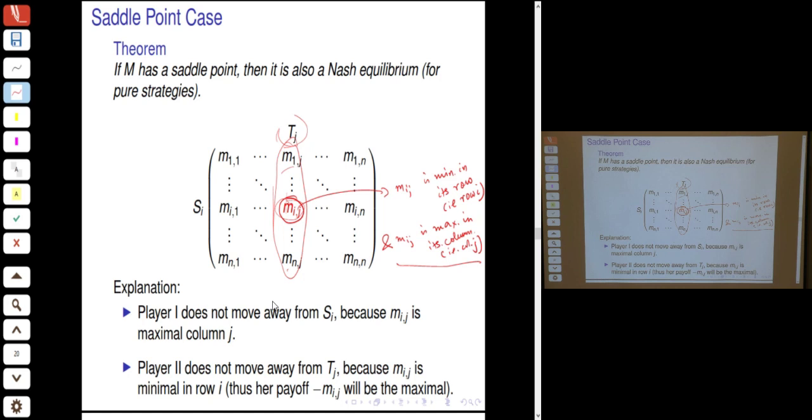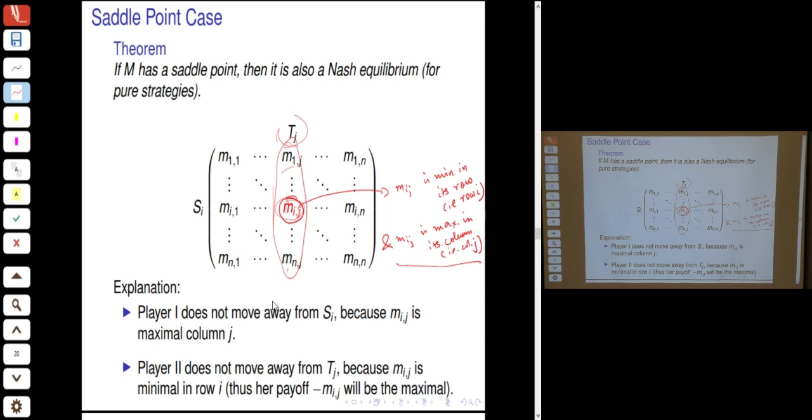Okay? So this shows that if player 1 is playing I and player 2 is playing J, then if player 2 stays fixed at strategy J, player 1 has no incentive of moving away from strategy I. As soon as he moves away from strategy I, his payoff can only go down because Mij is the largest number in the column J.